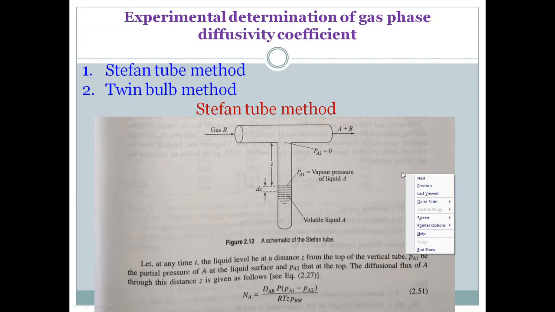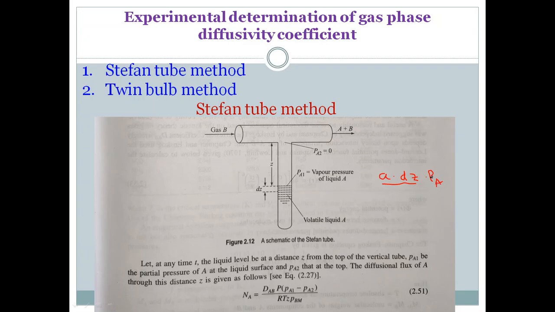So A, the cross-sectional area, into dz is the volume. So this will be your volume into rho_A, that much.